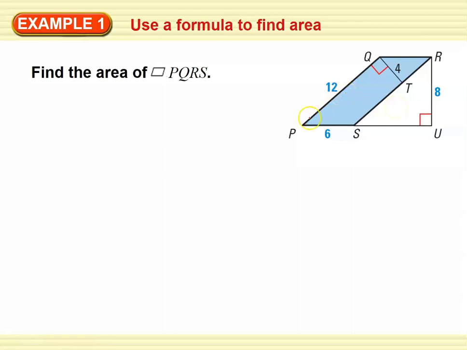So here you could look at this side as your base. If you sort of take it and rotate it around so that that's on the bottom. And then that would make this your height because that's the distance from the base. It's perpendicular to the base, so that would be 4. And then you get 4 times 12.